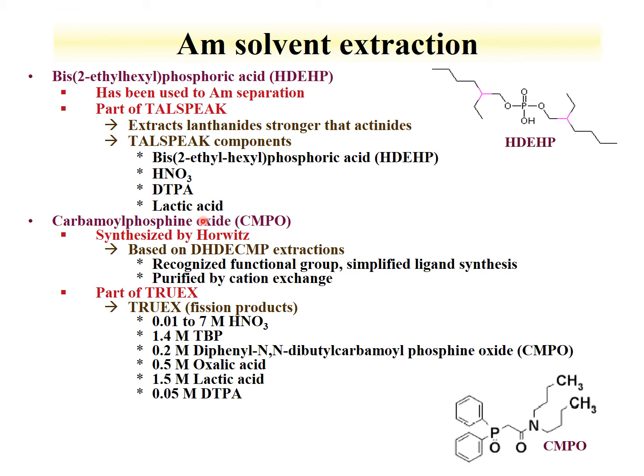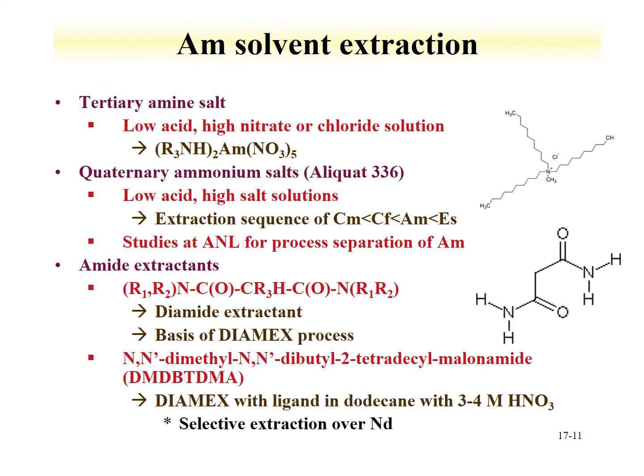CMPO has also been used, the ligand shown here, and this is part of the TRUEX process, which is used for fission product extractions. So, separation of the lanthanides and actinides from the fission products. And this also employs tributyl phosphate, the CMPO, oxalic acid, lactic acid, again as a buffer, and DTPA.